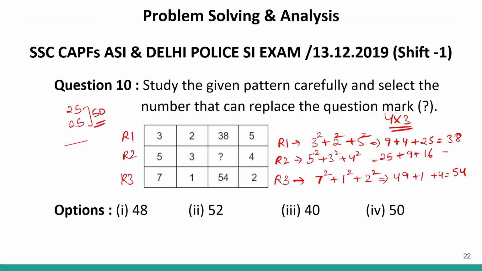So here the missing term is 50. Here we'll get 50, which is option number 4. So option number 4 is the correct answer to 10th.